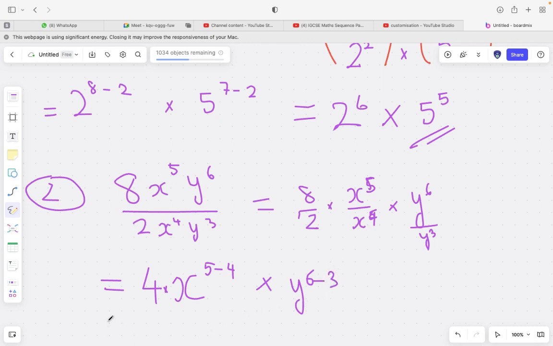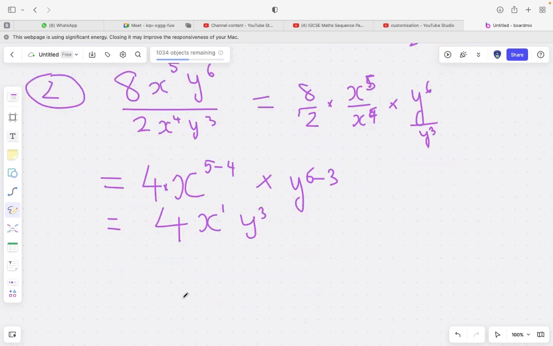So the next step, you get 4x to the power of 1, which normally, even if you don't write it, it's okay. Then y, 6 minus 3 is what? 3. So your final answer is this. The final answer is 4xy to the power of 3. Is that okay?